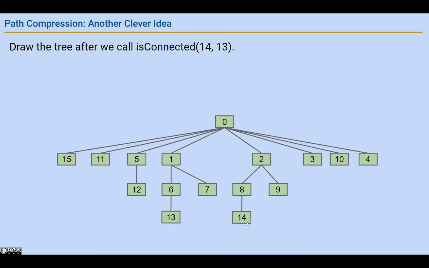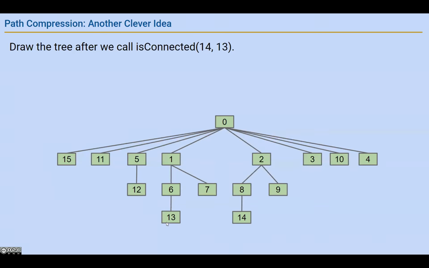Well, I'd have to check 14. Who's the boss? Well, 14's parent is 8, 2, 0. But along the way, I learned something. I learned that 8 is part of team 0 and 2 is part of team 0. So I should hook those up directly to 0 instead of leaving them in this tall tree form.